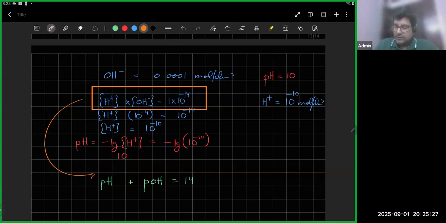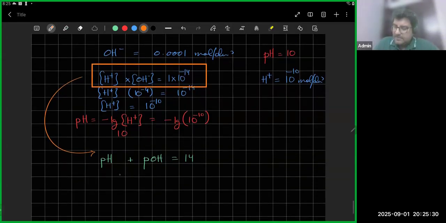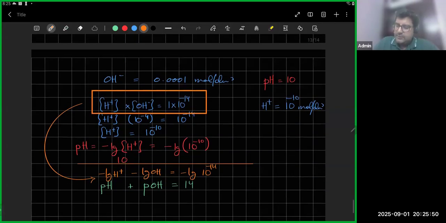That was the log version. The pH was minus log of H plus 1 and pOH was minus log of OH ions. And this was minus log of 10 power minus 14, right? So it was the log version of the same expression. So what you can do is calculate pOH directly initially. OH ions are given, so you can calculate pOH. That's going to be minus log of 0.0001, which is going to give you 4. Then you go below, you know what pOH is, which is 4.